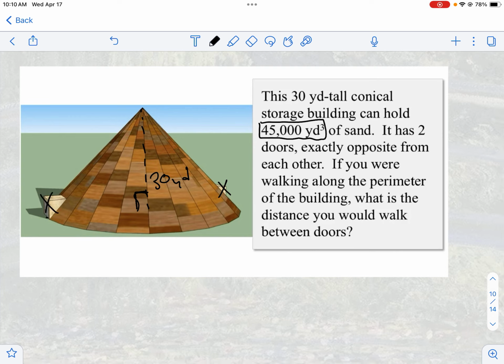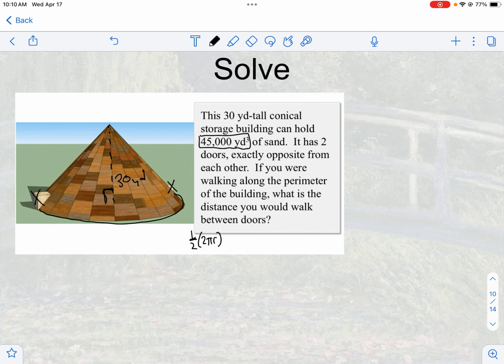If you're walking along the perimeter of the building, what's the distance you'd walk between the doors? So really, I'm not looking for the radius or the diameter. I'm looking for the circumference, but not the whole circumference. I'm going to be looking for half of the circumference, right? Half of 2 pi r. But in order to do that, the only variable I have is radius. Let's go ahead and set this one up. Actually, I'll stop here, and if you want to solve this yourself, you can pause here and try to solve it first.